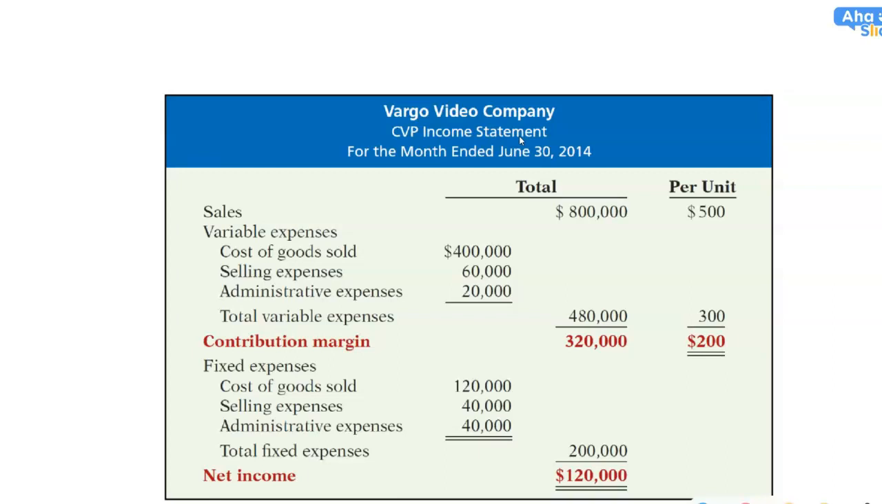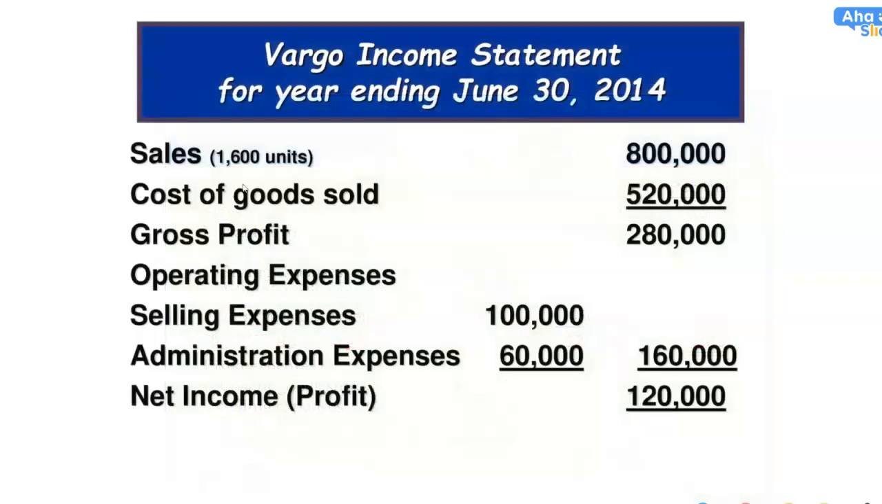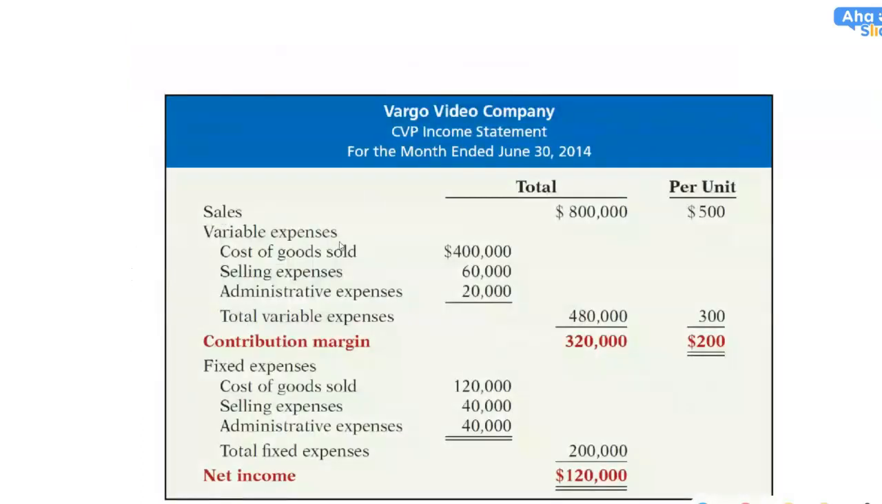This doesn't go outside our company. But I haven't changed anything. Sales is still 800,000. The profit is still 120,000. But look, the cost of goods sold was 520, and I determined that of that 520, 400 is variable and 120 is fixed. So I separate the variable and the fixed.